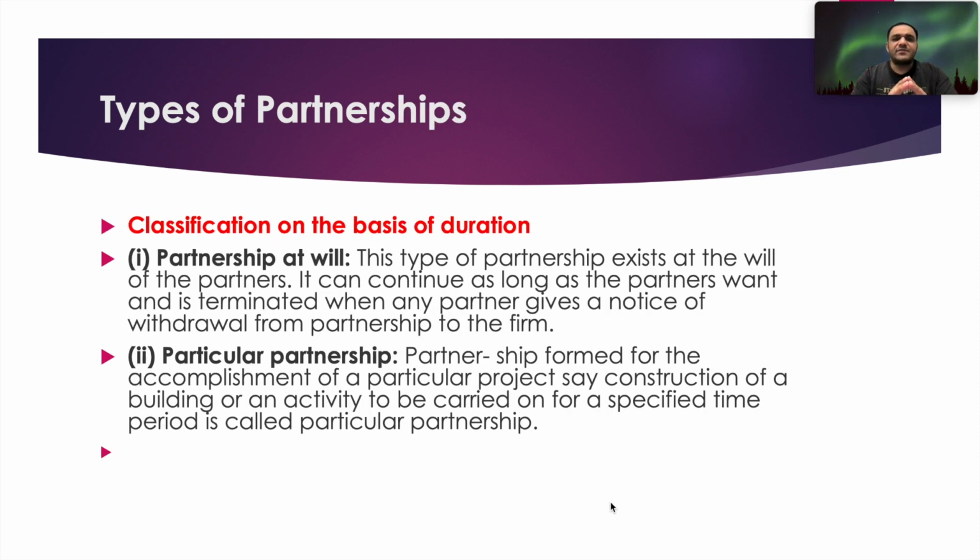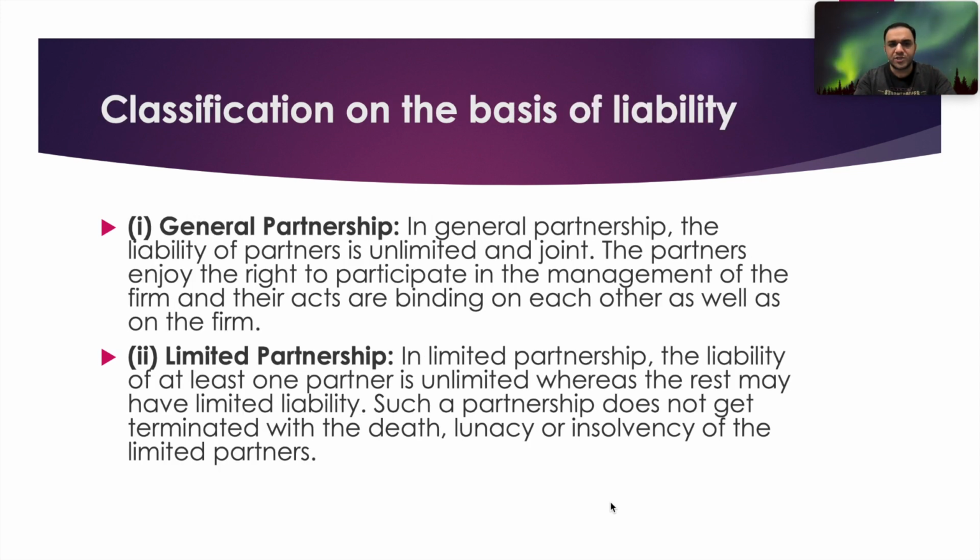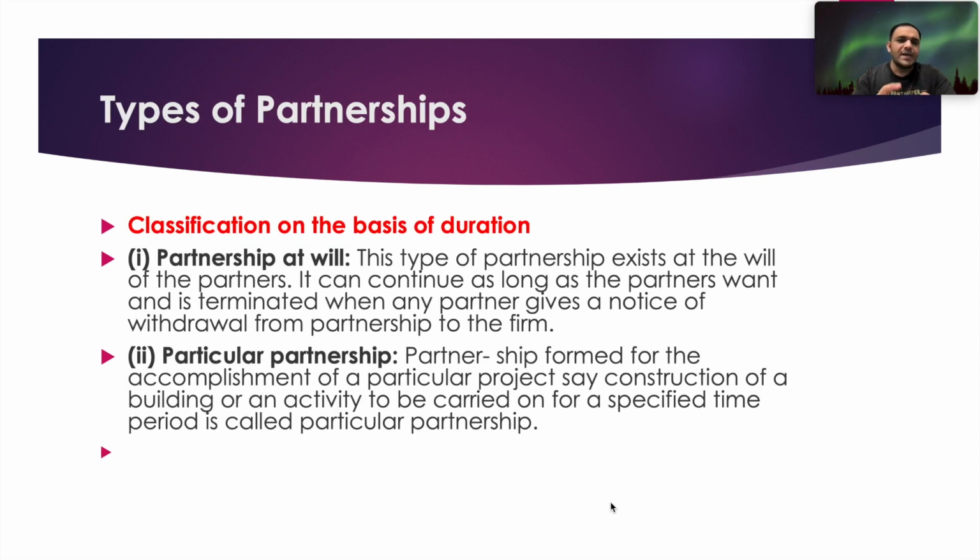Then we have classification on the basis of duration. Types of partnership, classification on the basis of duration. Two kinds are there. One is classification on the basis of duration, and one is classification on the basis of liability. So first of all, we will see according to duration. First is partnership at will, and second is particular partnership.